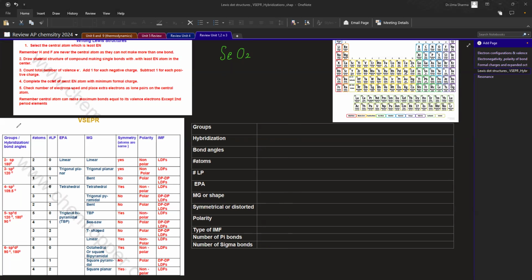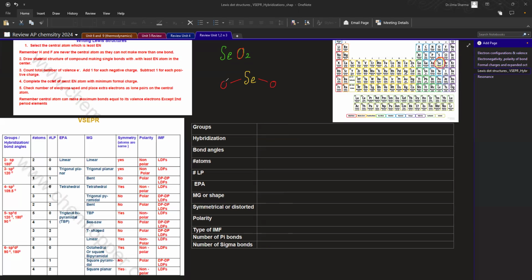Center element. Start answering. Central element, least electronegative element, Se. Do you think Se can have expanded octet? It's here, Se. Se can have expanded octet, very good. Yes, good. Make the skeleton with 2 oxygen.